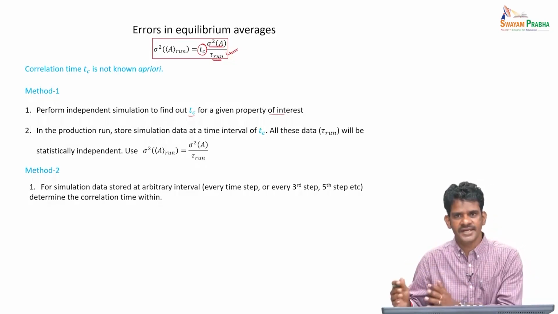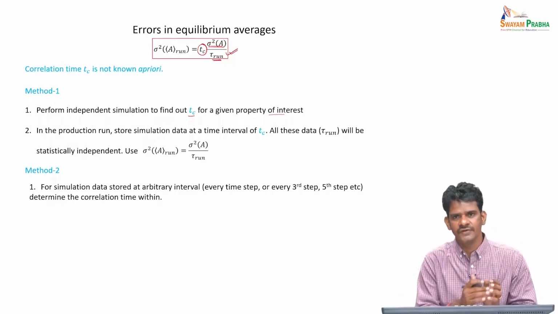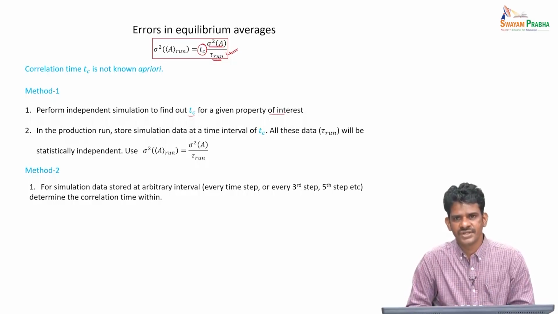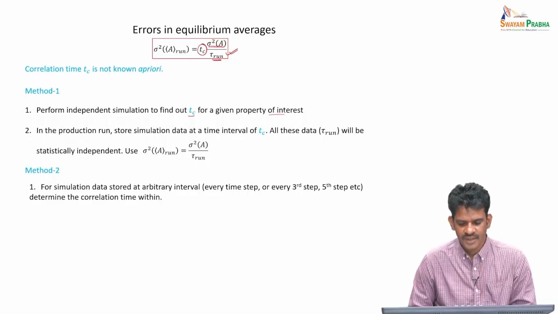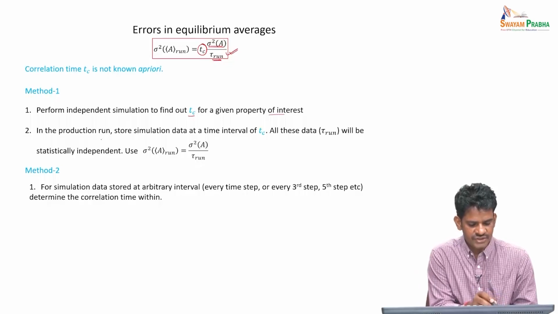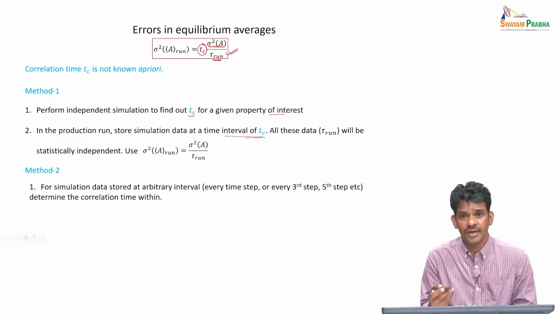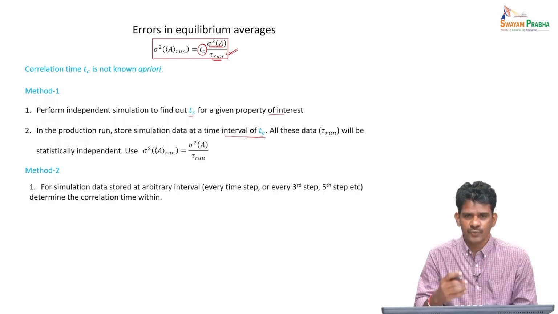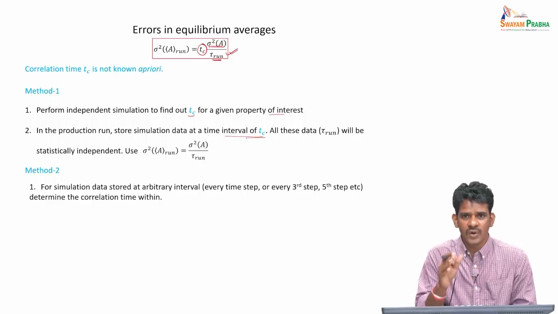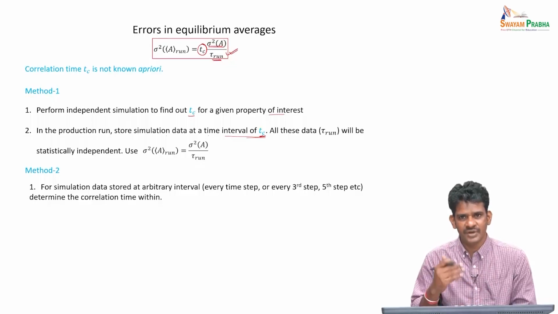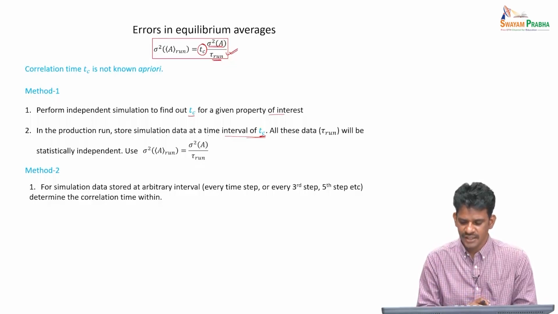So before we actually calculate measurements in MD simulations, we do a short simulation and find out the actual correlation time, and then use that in this expression. In the production run, we can store simulation data at an interval of tau c. Now that we have calculated the correlation time, when we record the data set during the production run, we don't record arbitrarily, but only once in tau c time steps, so that we are sure that each data set that we store is statistically independent.